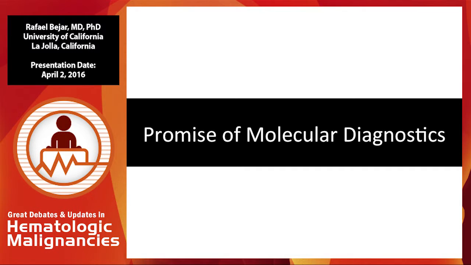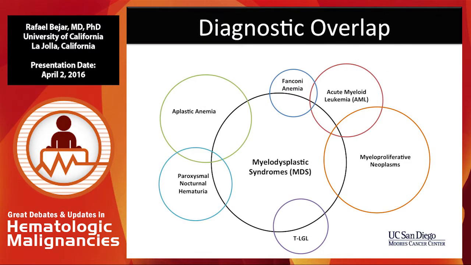So why might this be useful in MDS? Well, one of the challenges that we have in this disorder is actually discerning it from other related disorders. Things like myeloproliferative neoplasms, where we even have a category for the overlap of these diseases, other clonal diseases like PNH, and even other non-myeloid diseases like LGL that can mimic MDS.